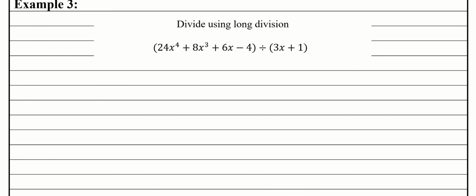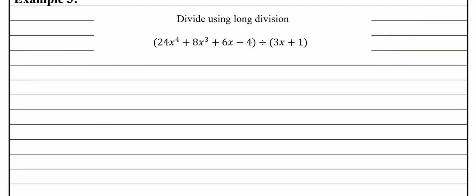But let's say we have 24x to the fourth plus 8x to the third plus 6x minus 4 divided by 3x plus 1. So again, our dividend is the first value, so that's going to go underneath. So 24x to the fourth plus 8x to the third plus 6x minus 4.